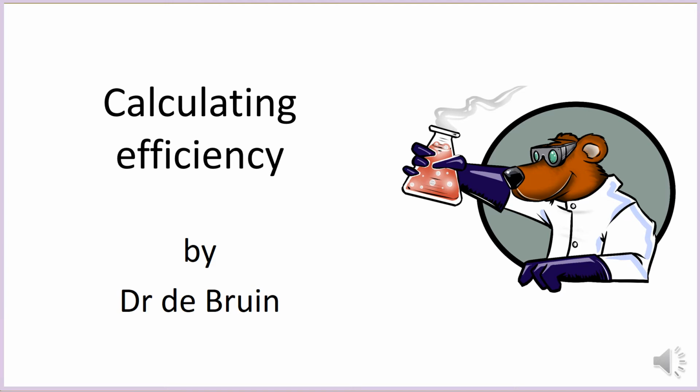This is a revision video about how to calculate efficiency by looking at energy transfers and power usage. This comes up in Physics Paper 1 of AQA GCSE Combined Science.